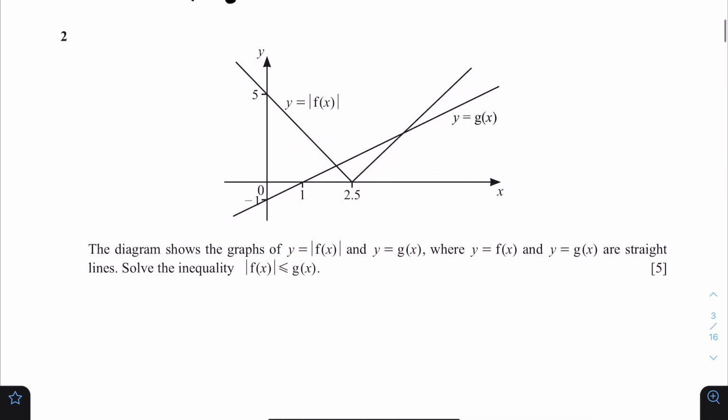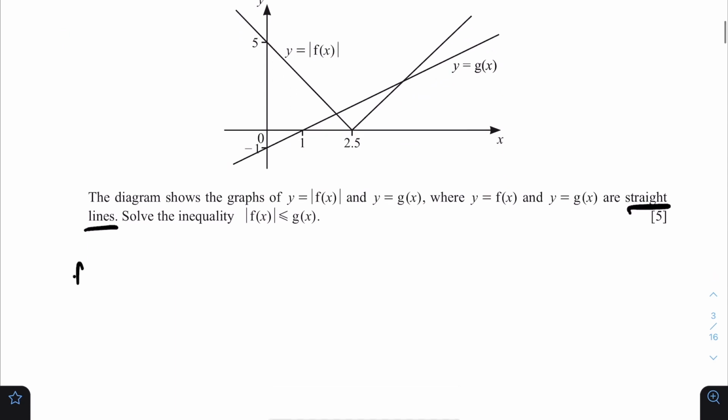So the diagram shows the graphs of y equals the absolute value function f of x, and y equals g of x, where y equals f of x and y equals g of x are straight lines. Solve the inequality. So they haven't given us the equations of these lines, nor have they given us the intersection points. So the first step that we're going to do is find their equations.